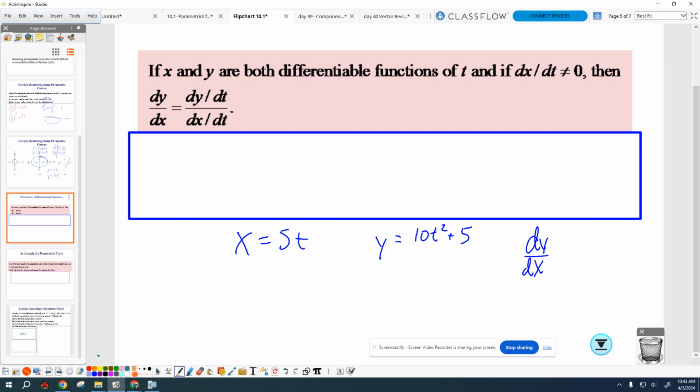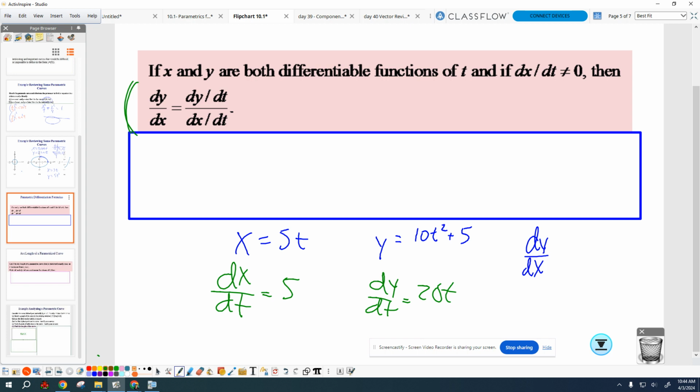Just making sure we can still find dy/dx in parametric form. Jacob, if x is 5t and y is 10t squared plus 5, how would I find dy/dx from our chapter 3 material? You would take the derivative of both with respect to t. So what is dx/dt? 5. Perfect. What is dy/dt? 20t.